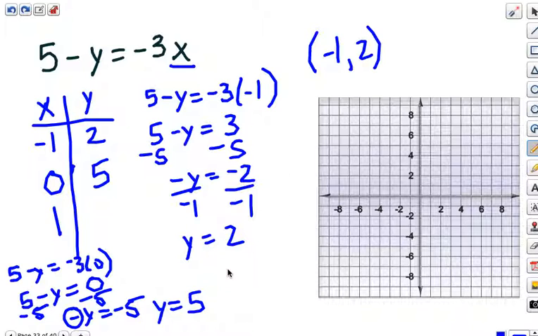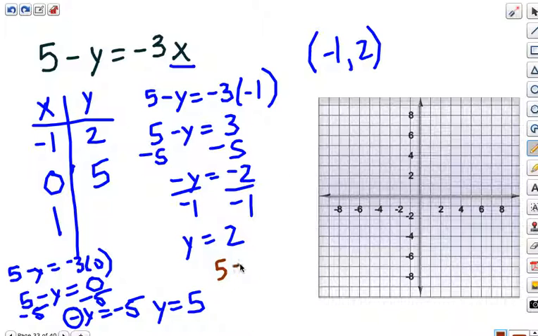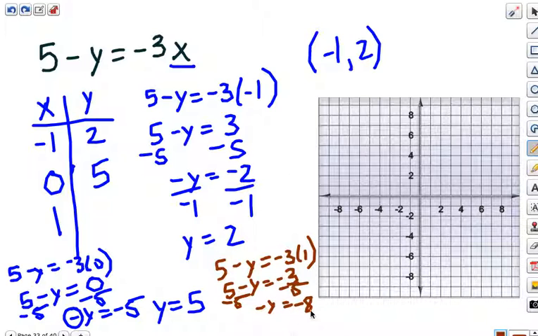And then we're going to substitute 1 into that linear equation once again. So 5 minus y equals -3 times 1. I'll change colors so we can see that this is a different equation. 5 minus y equals -3. Subtract 5 from both sides, and -y equals -8. Divide by -1, y equals 8.